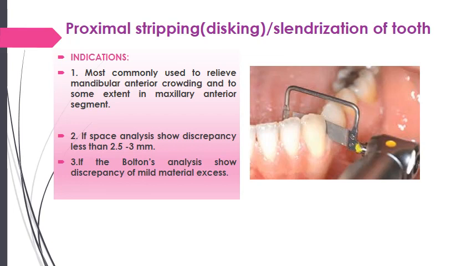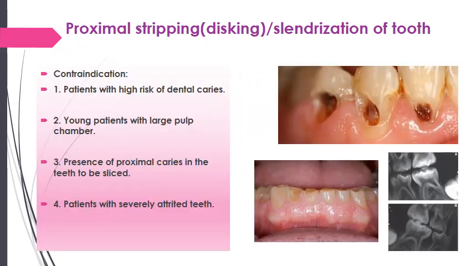So the main indications for proximal stripping are as follows. Most commonly, it is used to relieve mandibular anterior crowding and, to some extent, in the maxillary anterior segments. And when we do a space analysis, as we have taken in the last lecture, and it shows a discrepancy of mild crowding less than 3 mm, or when we do a Bolton's analysis and it shows a discrepancy of mild tooth material excess.